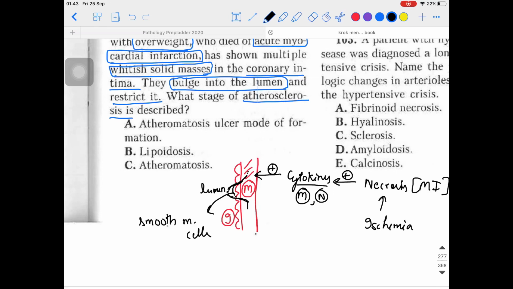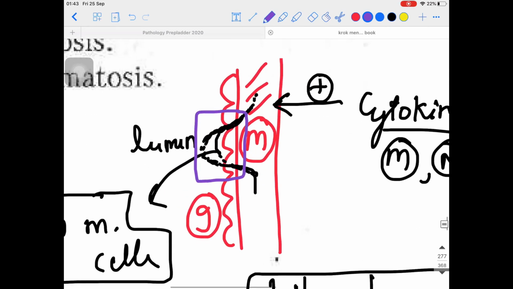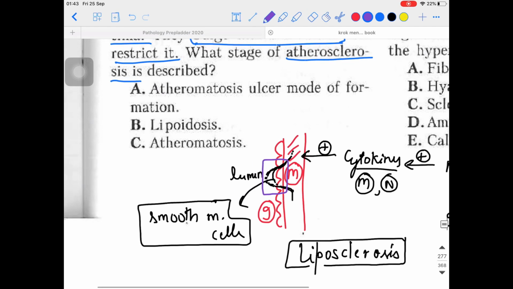Okay, they will be causing the proliferation of the smooth muscle cells from the tunica media into the lumen of the tunica intima. That whole process is what I'm talking about as liposclerosis. And this mass which I'm talking about, which was actually coming into the lumen of the intima, this mass is actually called the fibrous cap. So this structure is called the fibrous cap.